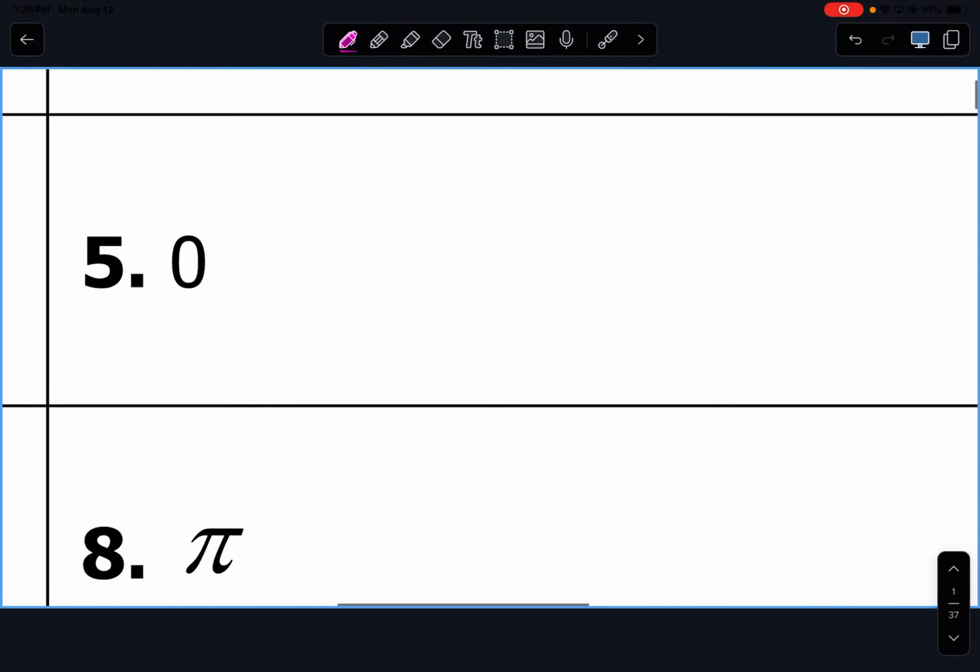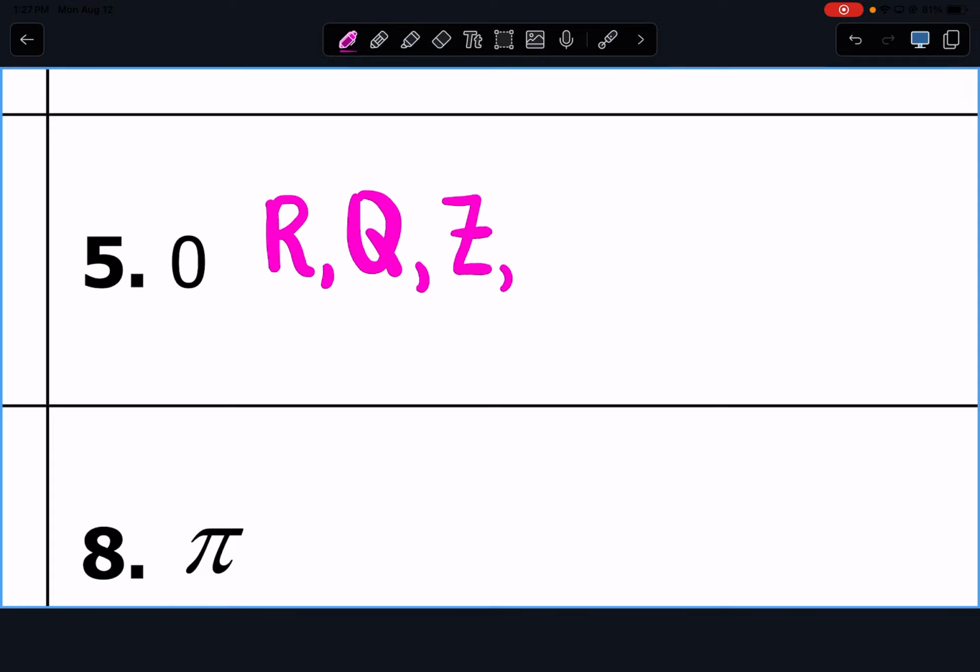5. It's real. Then what? Rational or irrational? It's rational. Okay. Is it an integer? Yes. Is it a whole number? Yes. Is it natural? No. Okay.